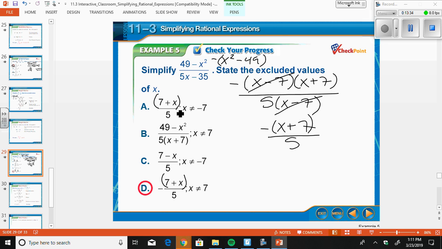And then we take what's on the bottom, so 5 equals 0, doesn't happen. X minus 7 equals 0, so x equals 7.